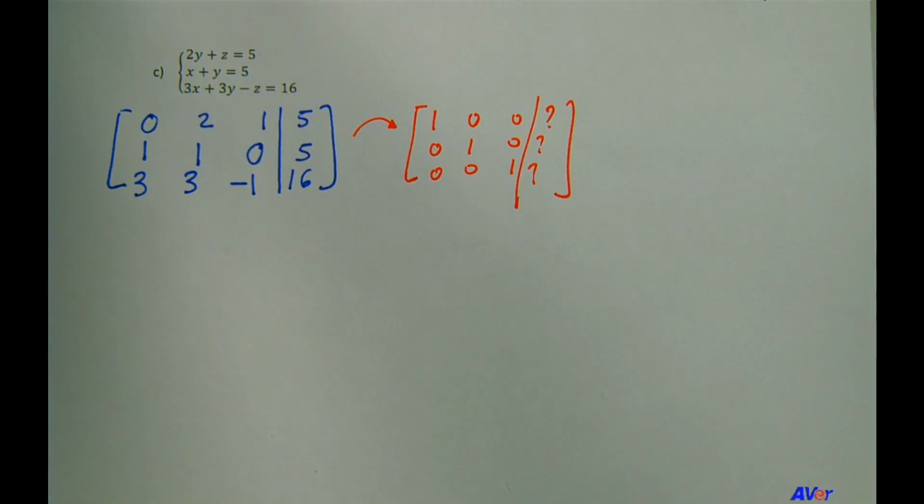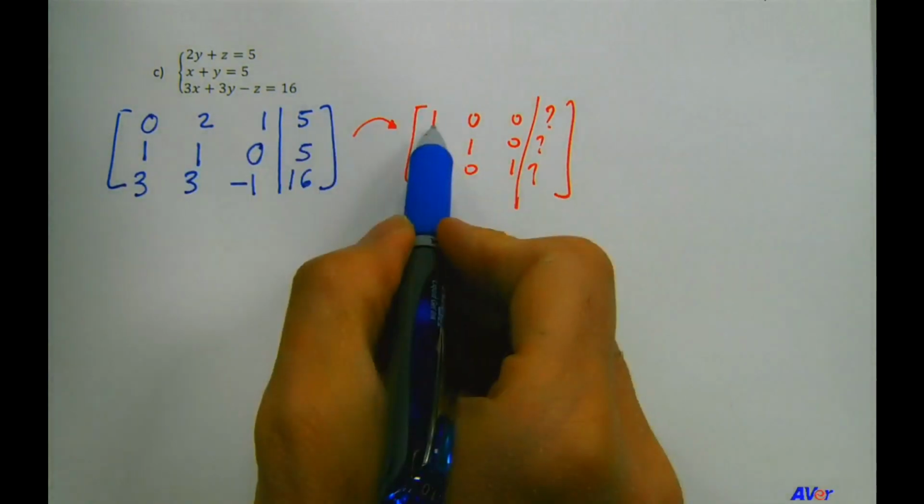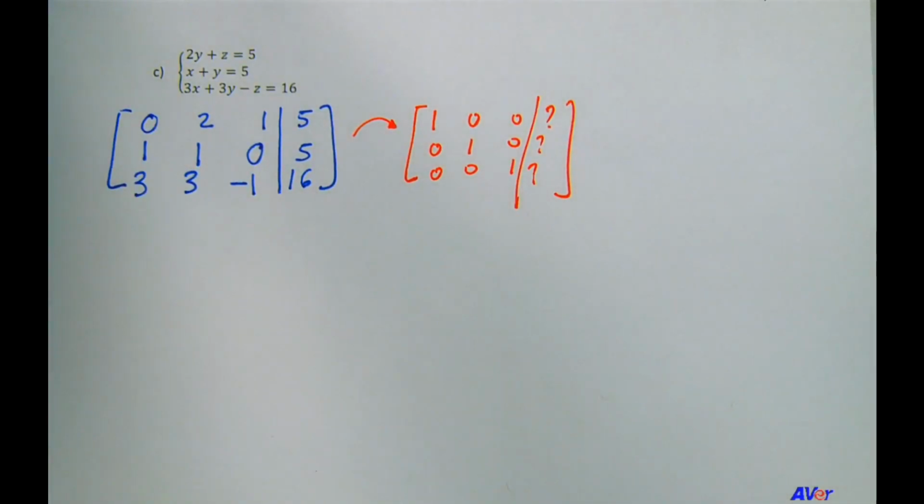So our objective is to get a 1, to start with the first column, and to get a 1 in that corner. Do we have that? No, we have a 0. What can we do to get a 1 in that corner?